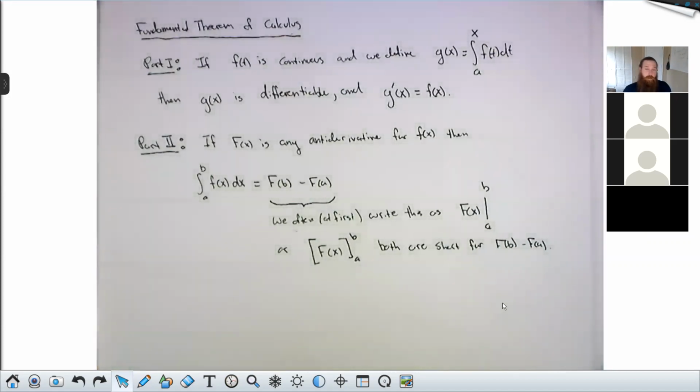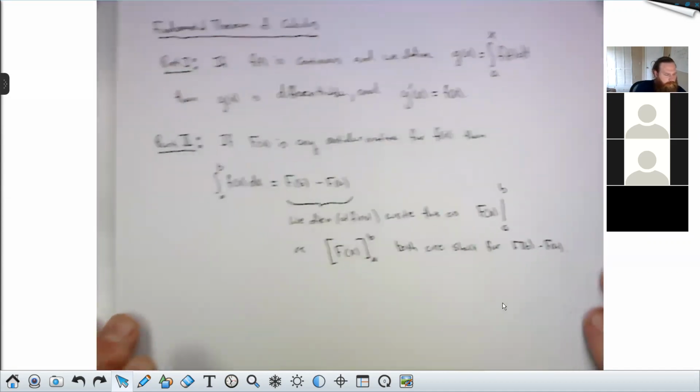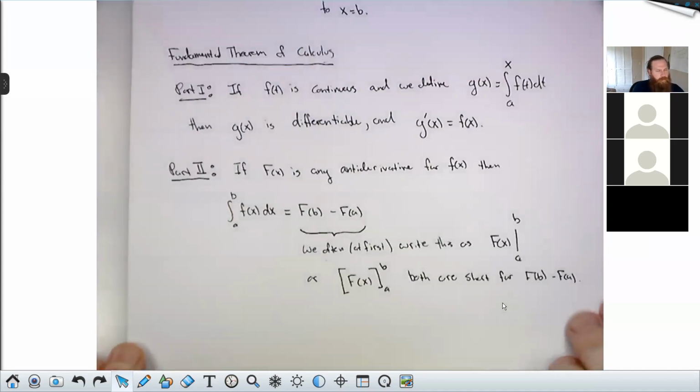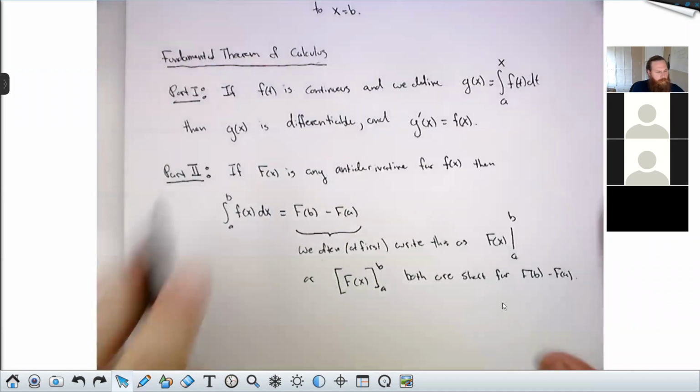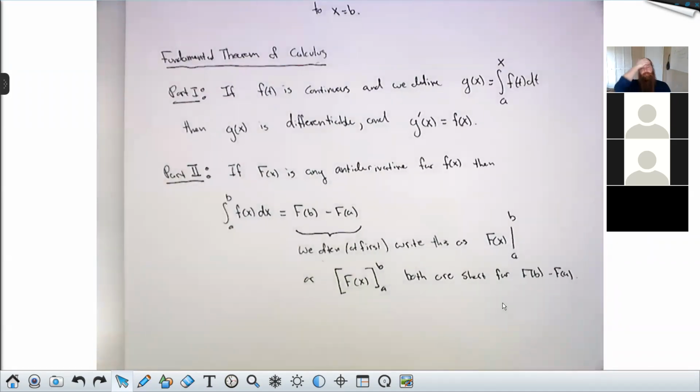So we can get a little bit more practice with FTC 1. Mostly today, though, I want to get us practice with FTC 2. I'm going to show you how the chain rule interacts with FTC 1. First, though, maybe to help you sort of understand what these things are doing, I want to prove part 1 assuming part 2.